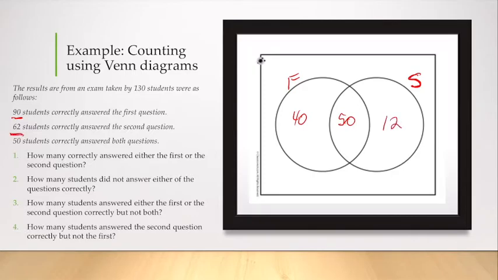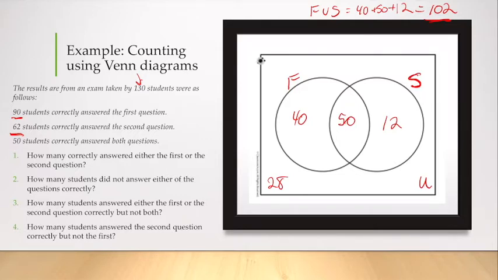So how many students do I have that answered at least one? How many would be in F union S? Well, that's going to be 40 plus 50 plus 12. So that'd be 102. Now, here's the thing. The exam was taken by 130 students. So in the rest of my universal set, I'm going to have 28 students who didn't answer the first question correctly and didn't answer the second question correctly.